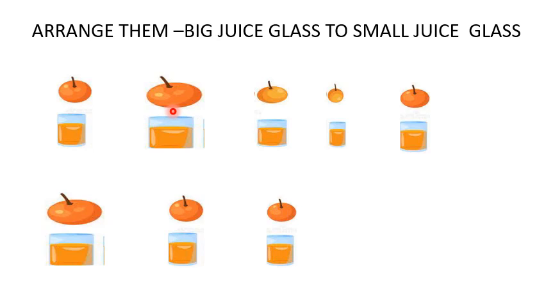After that, this one. After that, the last one. After that, the fourth one. After that, the smallest one, the fifth one. So, this is the arrangement from the bigger juice glass to the smallest juice glass. Bigger orange, you will get more juice. Small orange, you will get less juice.